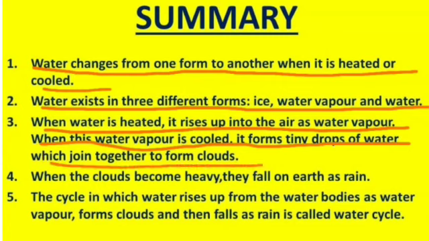The cycle in which water rises up from the water bodies as water vapor, forms clouds, and then falls as rain is called the water cycle.